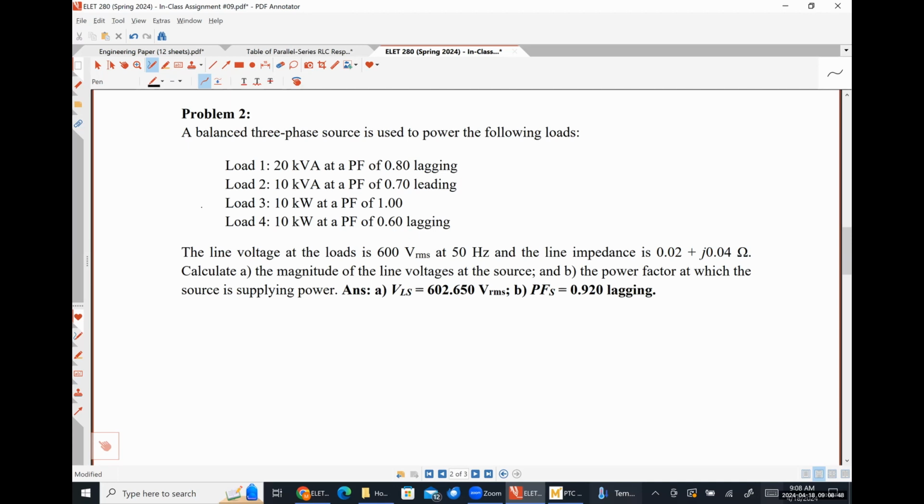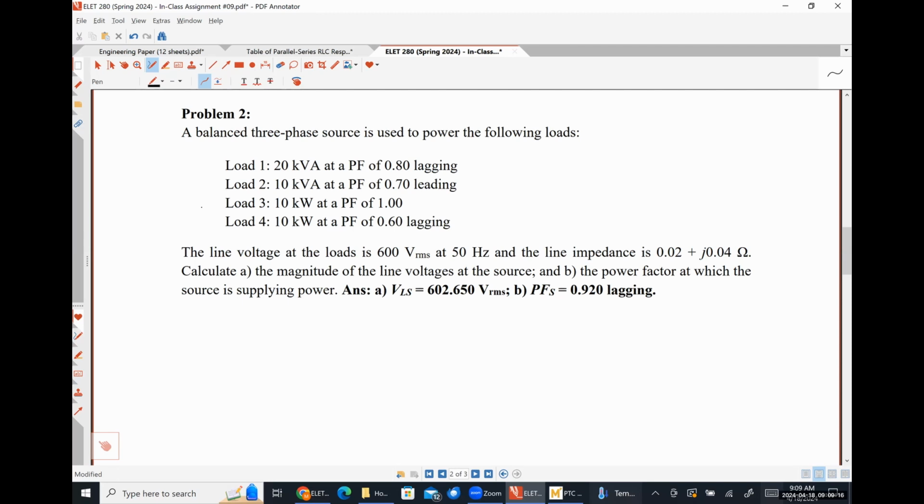All right. So here's problem 2. We have a balanced 3-phase source supplying power to 4 loads. We're given the line voltage at the loads. We're given a line impedance. And we need to find the line voltages at the source.